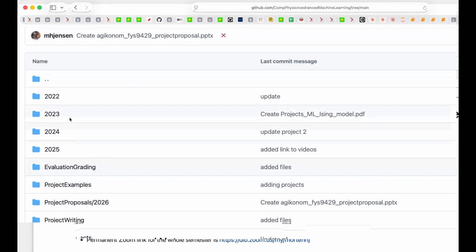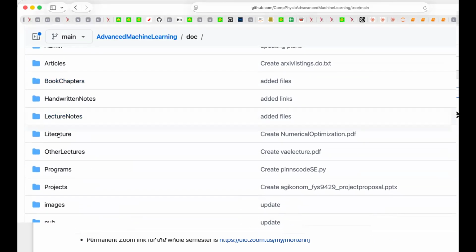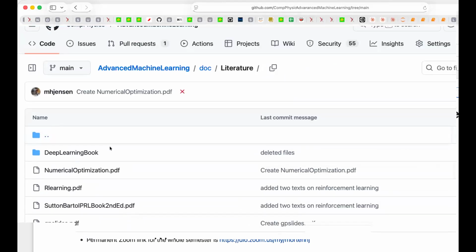Then, if you just move down here or along this folder, you will also find literature. There's a whole set of deep learning books, which I've added there. And many of these are textbooks which you can access for free from the university library.